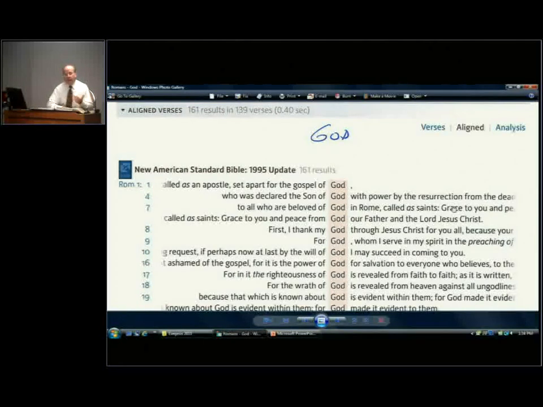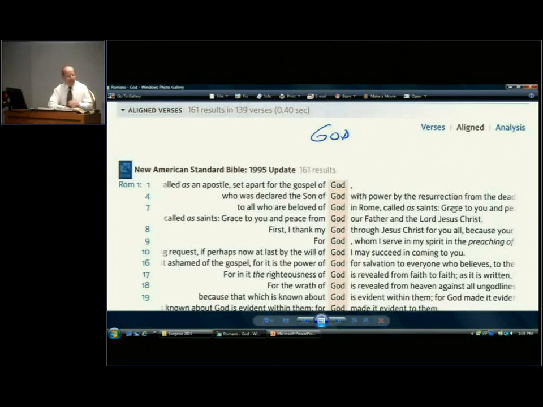Now, at this point, that's just information. You're not really moving beyond that. You're saying, well, obviously the book of Romans is a book about God. Well, that's too generic. You're going to want to narrow it down some as time goes on. But at least you've got something. You've got something to work with.